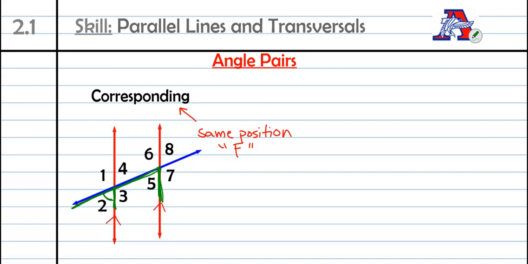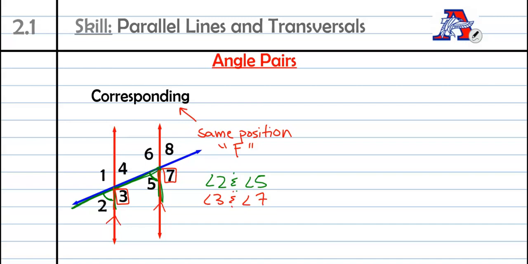So like angle 2 and angle 5. See how they're both like the armpits of the F? They would be corresponding, okay? We could also do angle 3 and angle 7. They're in the same position. They're both kind of above the, I don't know, this part of the F. So angle 3 and angle 7. Okay, we can keep going.